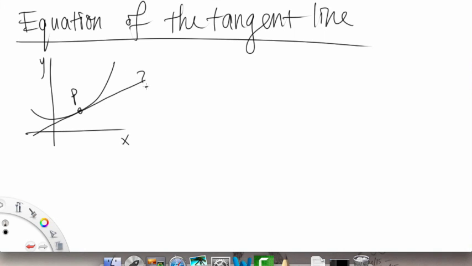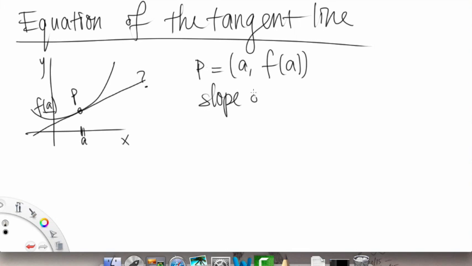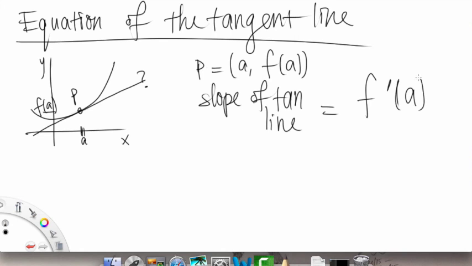Okay, so what is this? What's the formula for this tangent line? So here's point A, and that's f of A. So point P itself is A, comma, f of A, and we just found that the slope of the tangent line is basically the slope of the secant line as the second point gets closer and closer and closer to P, right? As Q gets closer to P. And anyways, so the slope of the tangent line is going to equal, it's just denoted f prime of A. That's the first derivative, right? Evaluated at A.